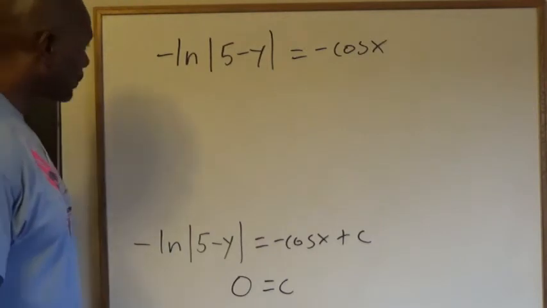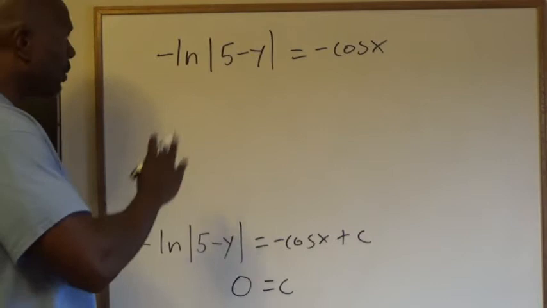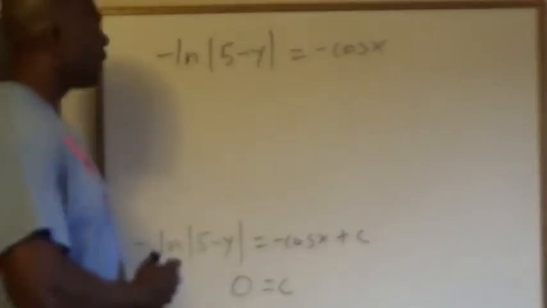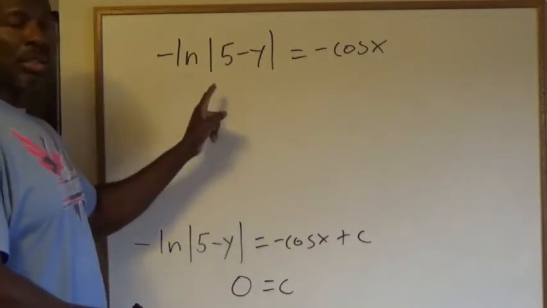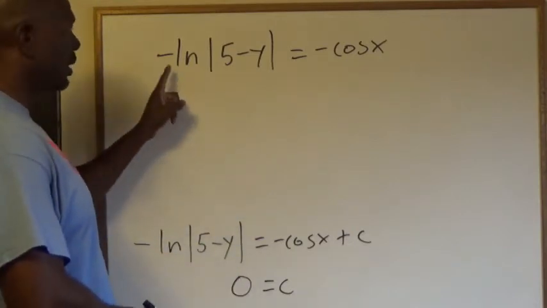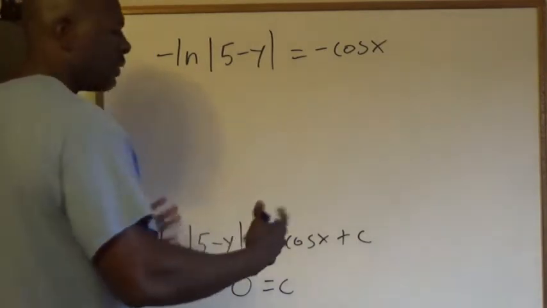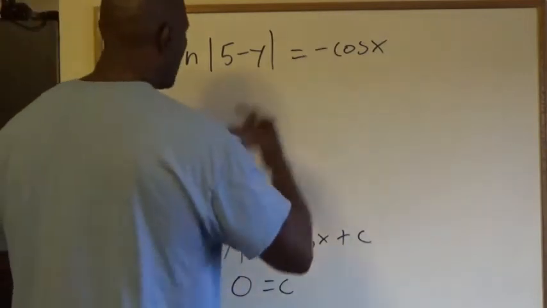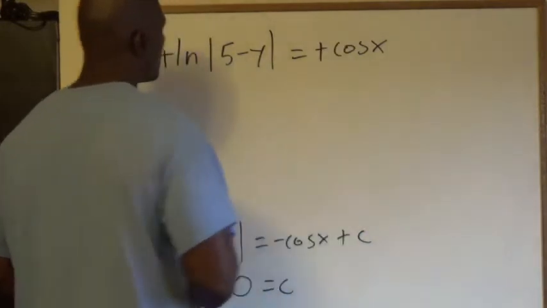Now, anytime you have an ln situation, you know what's going to happen is you're going to make these become exponents for e, but you don't want the minus sign there. So anytime you have a minus sign in front of this ln, just multiply everything by negative 1. Or you can think of it as dividing everything by negative 1, but you want this to become positive. So I'm going to multiply everything by negative 1, so that will become positive, and that will become positive.